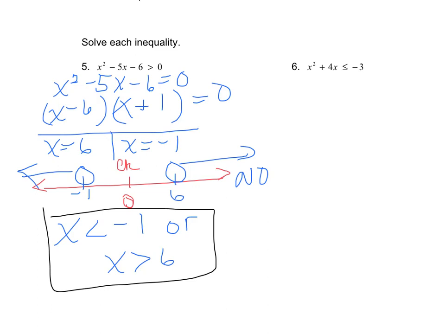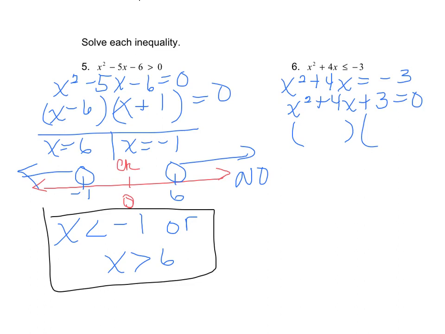Okay, let's take a look at number 6 together. First things first, they said to write it as an equation. Okay, so I have x squared plus 4x equals a negative 3. Now I'm supposed to put it in standard form. So I'm going to add 3 to both sides and get x squared plus 4x plus 3 equals 0. I'm going to factor in a T-bar. I can't GCF, so I'm going to go to two binomials.